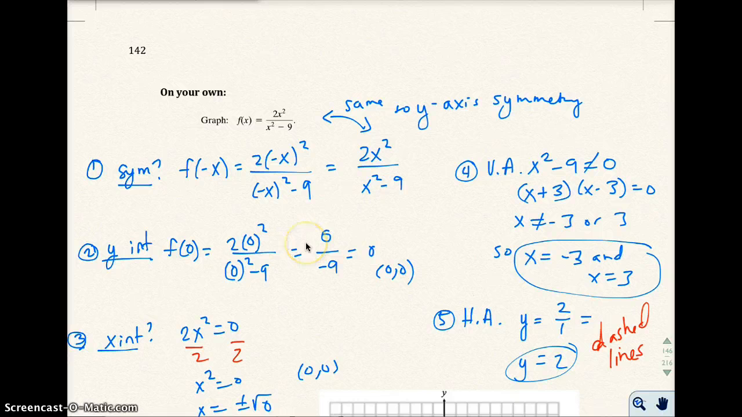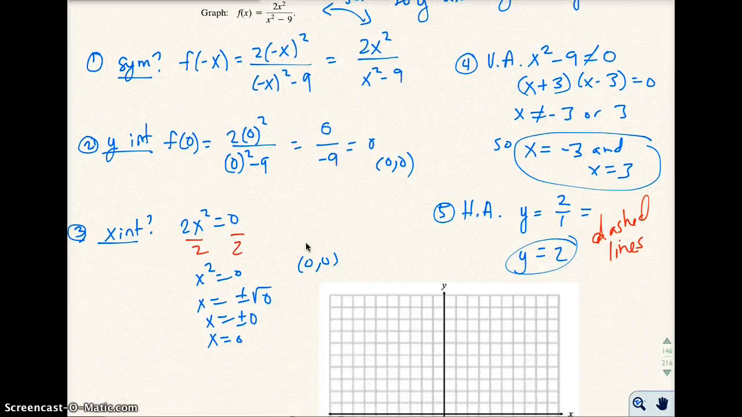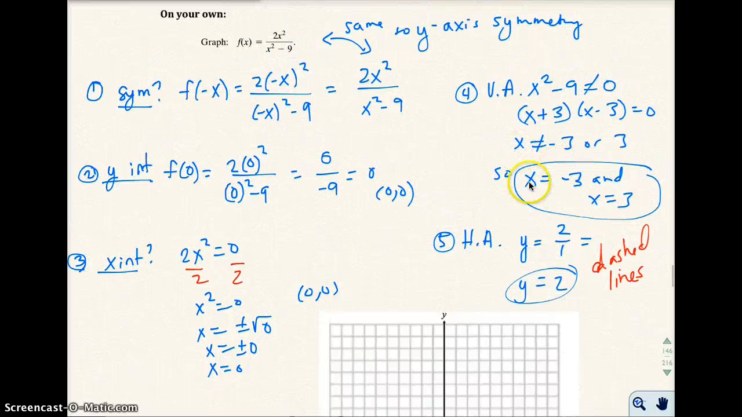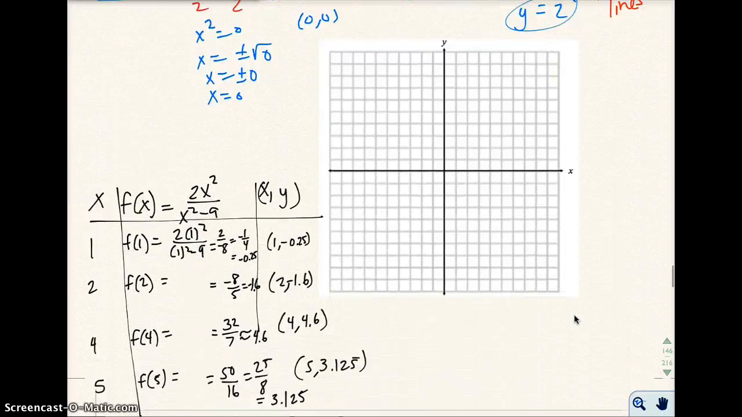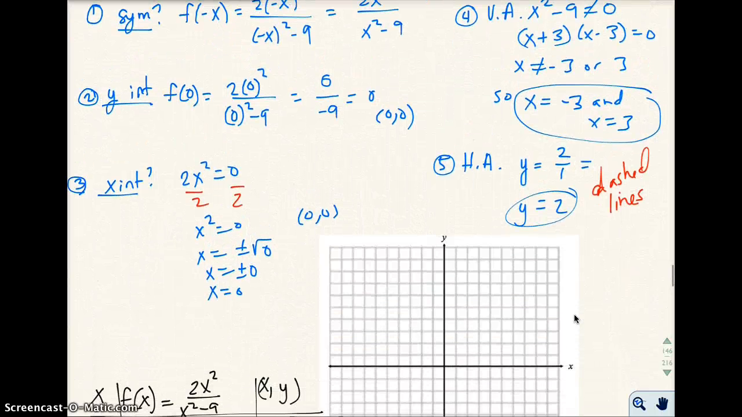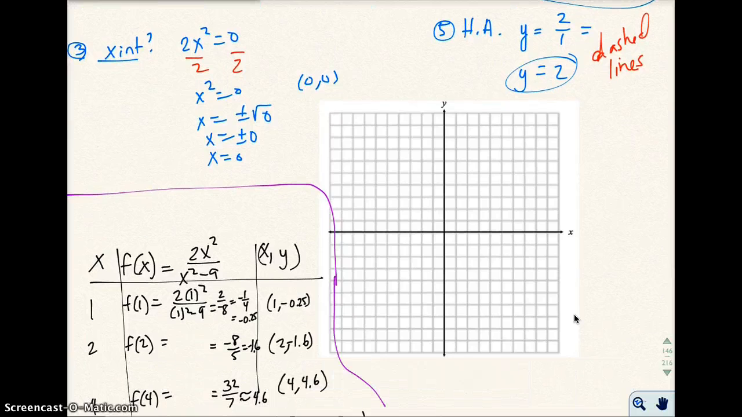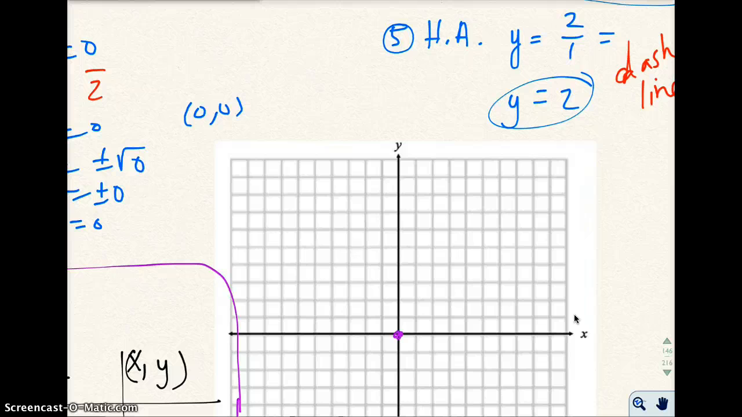Okay, so on your own problem, I went ahead and found that there is y-axis symmetry, and my y-intercept was 0, 0, my x-intercept was 0, 0. My vertical asymptotes were x equals negative 3 and x equals 3. And the horizontal asymptote is y equals 2. And so at that point, before I made the points up, I'm going to go ahead and plot right now. So I have 0, 0 as my x and y intercept.